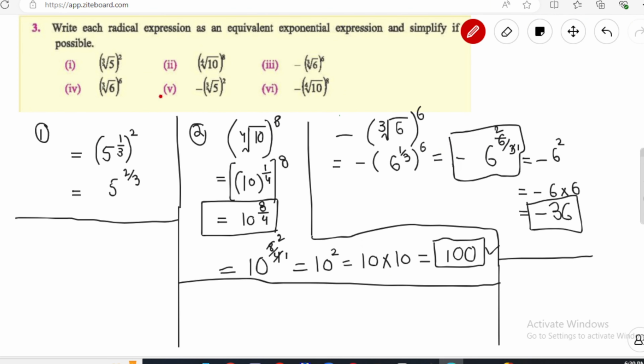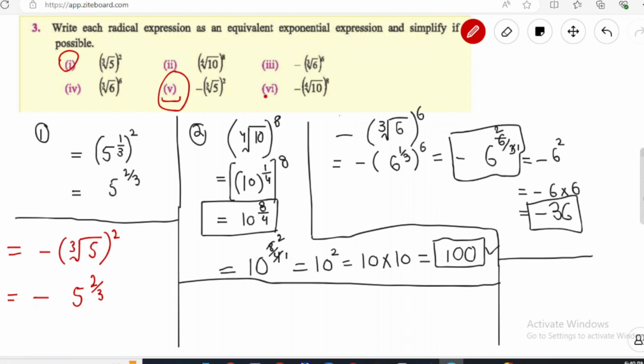Now if you look at question number 5, that is similar to question number 1. So let me tell you how to do this. This is simply minus cube root of 5, and the whole thing raised to the power 2. Both of them are similar, but what's the difference? The difference is just the sign. So minus will remain outside and 5 will be raised to the power 2 over 3. Why 2 over 3? It's very clear. 2 is the power and 3 is the order of the root, which will be written in the denominator.